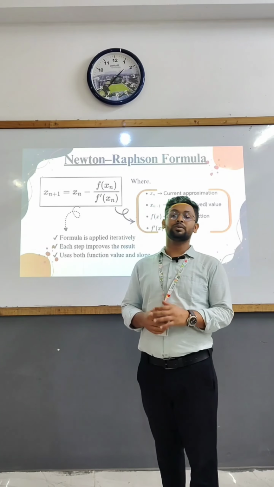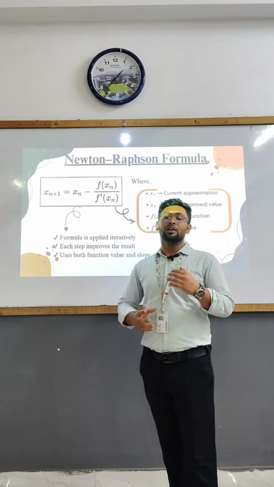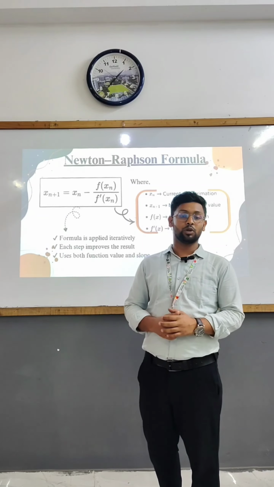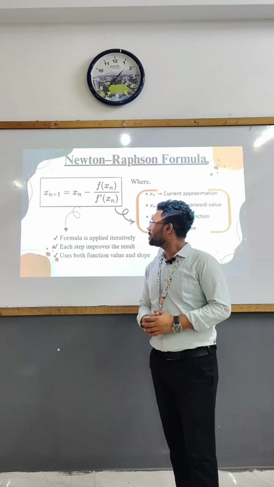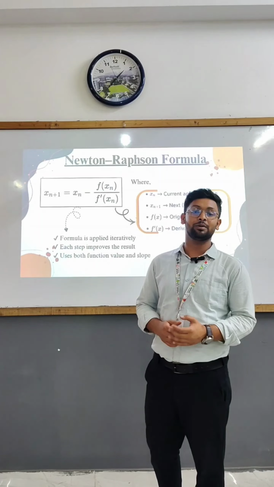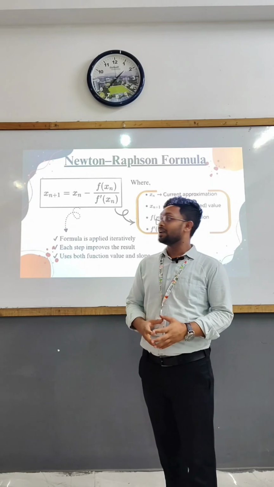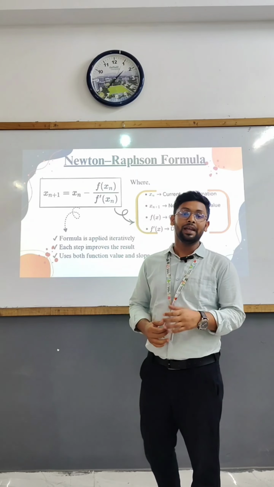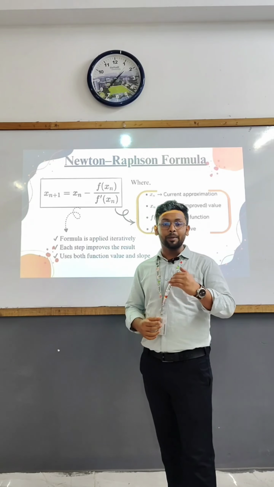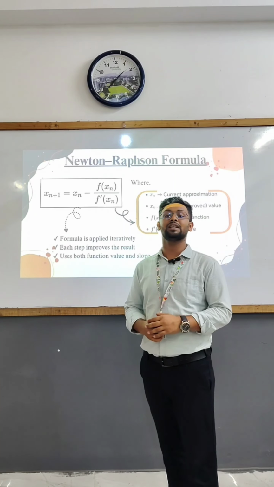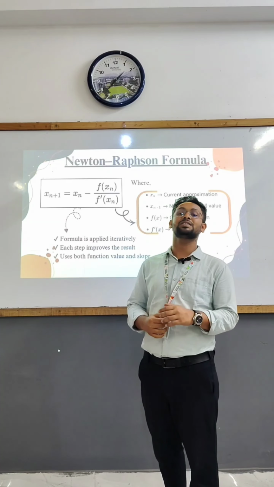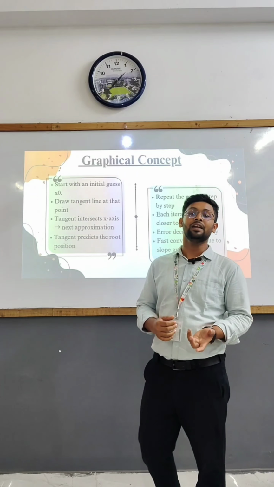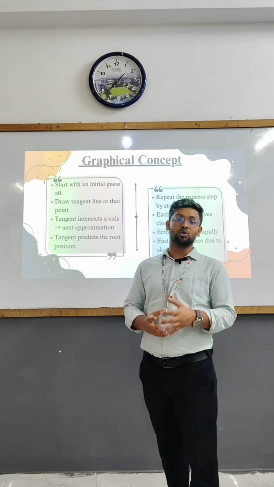Now I'm going to explain the mathematical concept and the formula of Newton-Raphson method. To understand the Newton-Raphson method, first we have to clearly know the formula and what each part of the formula means. The formula is xn plus 1 is equal to xn minus f of x divided by f prime of x, where xn is the current approximation, meaning the value we have. Xn plus 1 is the next improved approximation, and f of x is the given function. F prime of x is the derivative of the given function. This formula is used again and again to get closer and closer to the real root.